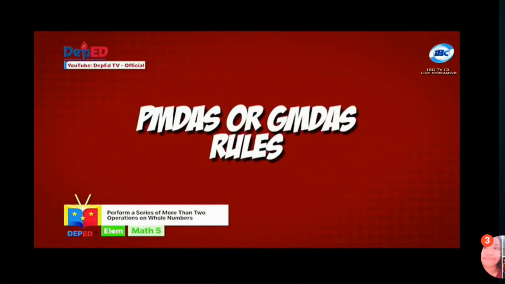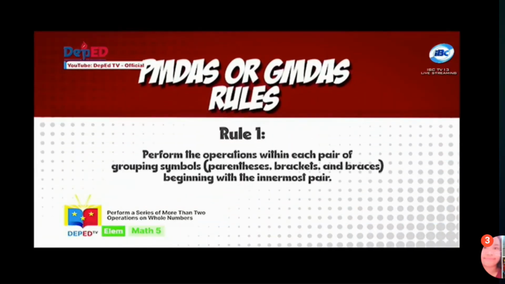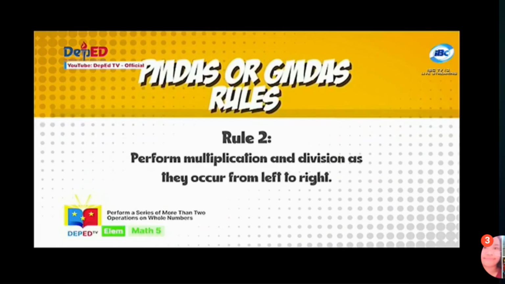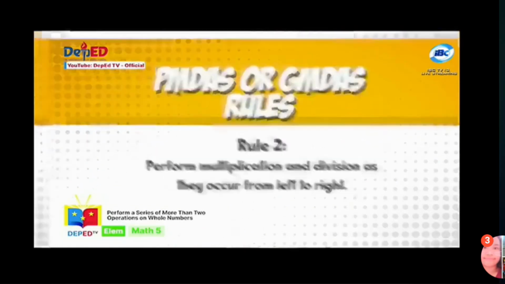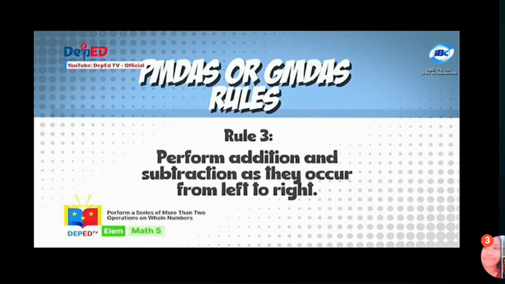In using the PMDAS or GMDAS rule to solve for more than 2 operations on whole numbers, what are the rules? Rule number 1. Perform the operations within each pair of grouping symbols, parentheses, brackets, and braces, beginning with the innermost pair. Rule number 2. Perform multiplication and division as they occur from left to right. Rule number 3. Perform addition and subtraction as they occur from left to right.